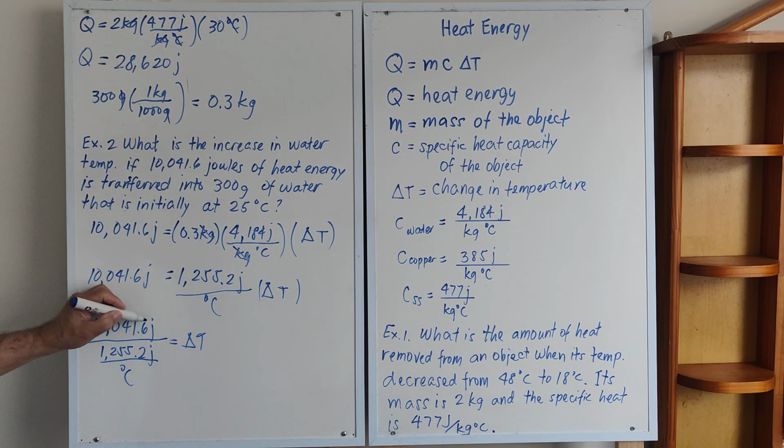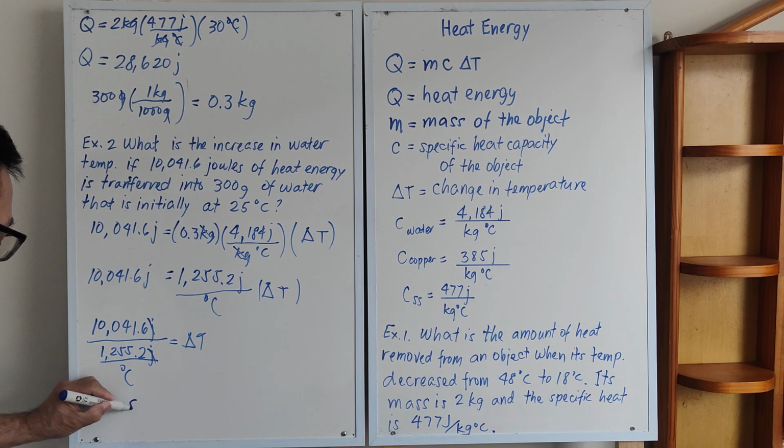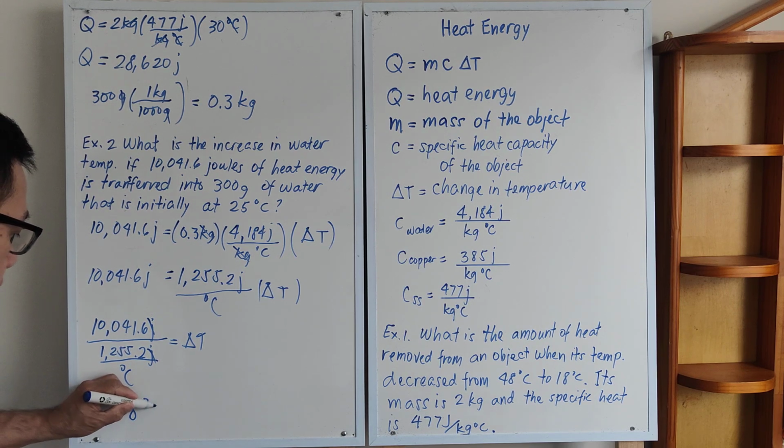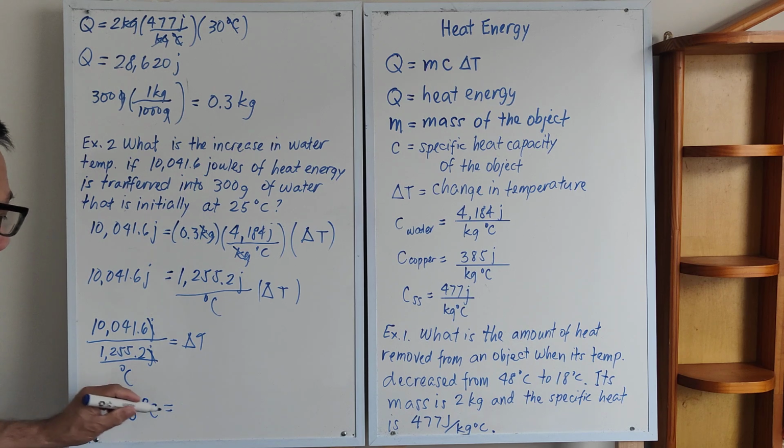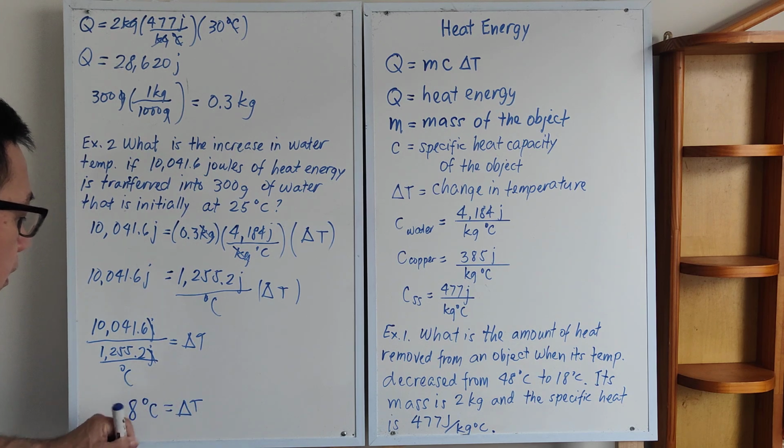Joules and joules cancel out, and the degree comes out on the numerator. So 10,041.6 divided by 1,255.2 is exactly 8, and the unit is in degrees. So this 8 degrees is your delta T. This is your change in temperature.